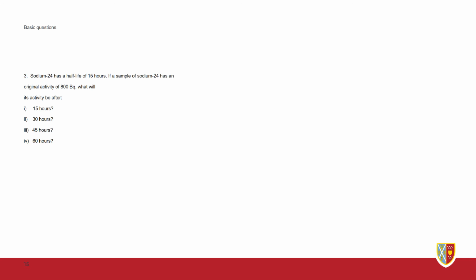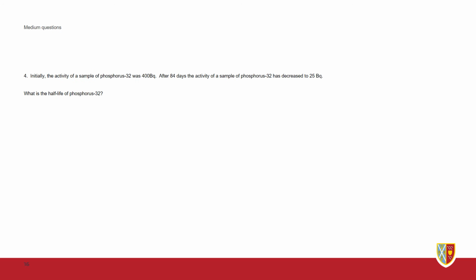Again, some more questions for you to have a go at. Pause the video and we'll go through the answers in a moment. Okay, so let's have a quick look at the answers. So sodium-24 has a half-life of 15 hours. If the sample has an original activity of 800, what will be the activity after 15 hours? So that's 1 half-life, so it'll be down to 400. 30 hours, it'll be down to 200. 45 hours, it'll be down to 100. And 60 hours, down to 50.